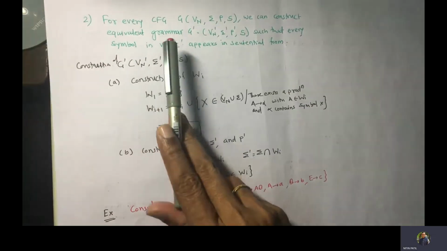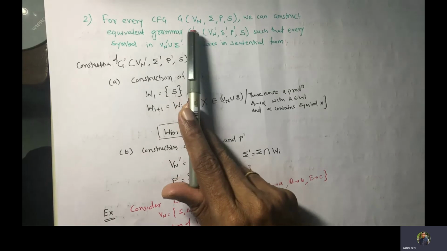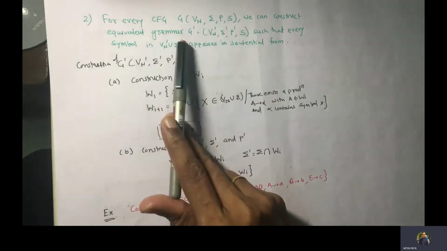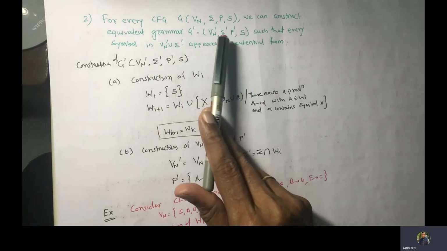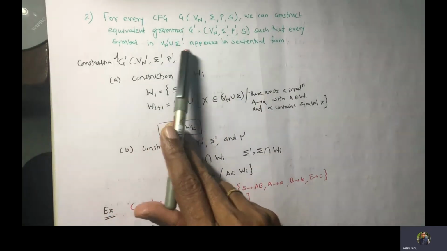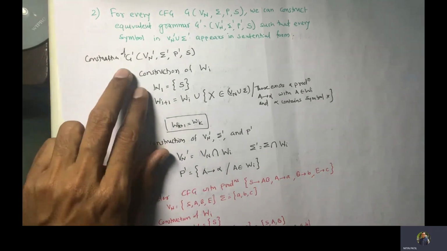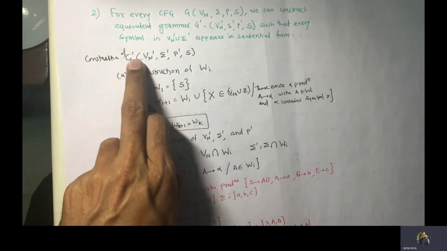I will repeat one more time what the method we saw was. We have to construct a grammar. We have been given grammar G, Vn, sigma, P, S. We can construct an equivalent grammar G dash, Vn dash, sigma dash, P dash, S such that every symbol in Vn dash union sigma dash appears in a sentential form. So we say we have to construct G dash.